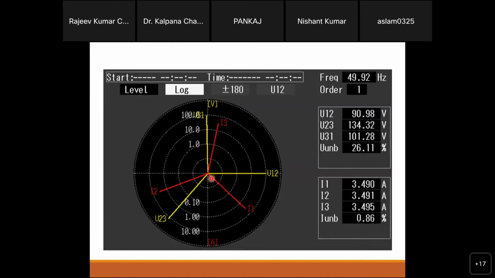If you look at the phase side also, you can see these are the three voltages here. The voltage side unbalance is around 26.11%. These voltages are 134, 101, and 90, and these are the phasor diagrams of all three phases. So you will see the unbalance is around 26.11%, but on the current side it is 0.86%, right? This is how it has been controlled, and the control behaviors are like that.